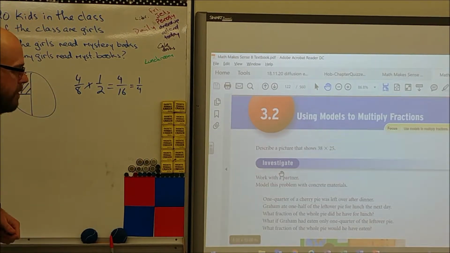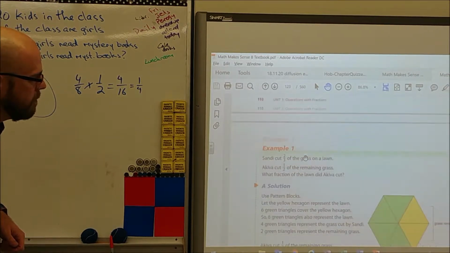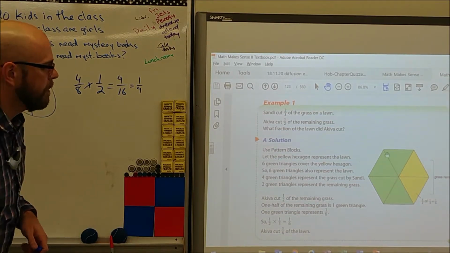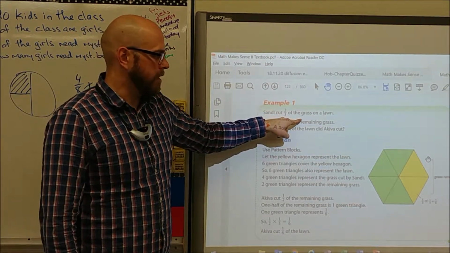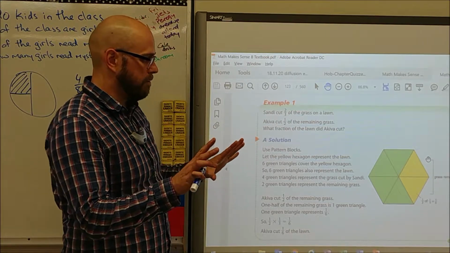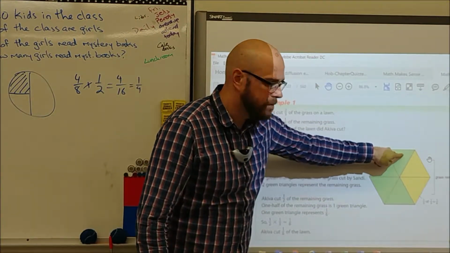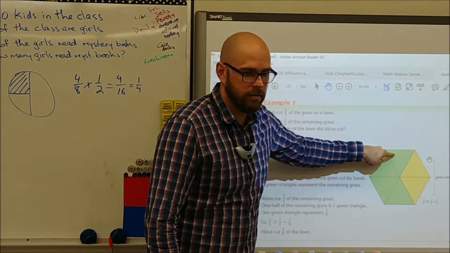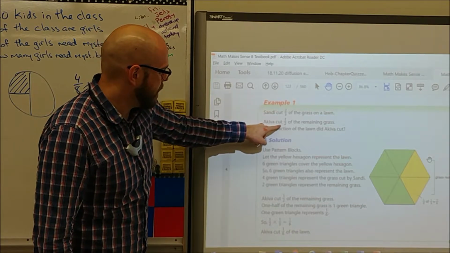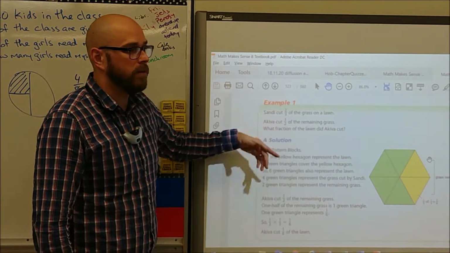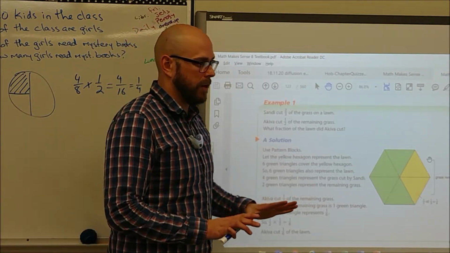All right, so let's go into some examples. Example number 1 on page 111 of your textbook. Sandy cut 2/3 of the grass on the lawn. Okay, wait. Ready? She cut 2/3 of the grass on the lawn. Is that 2/3? Okay. Akiva cut half of the remaining grass. We're good at this so far?